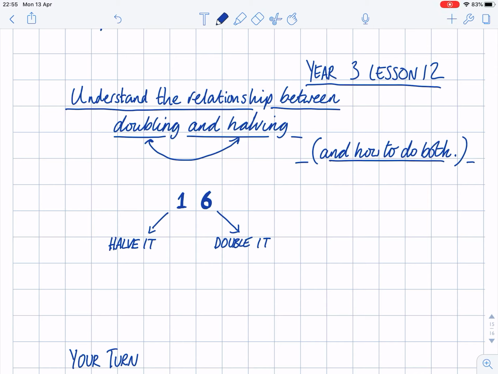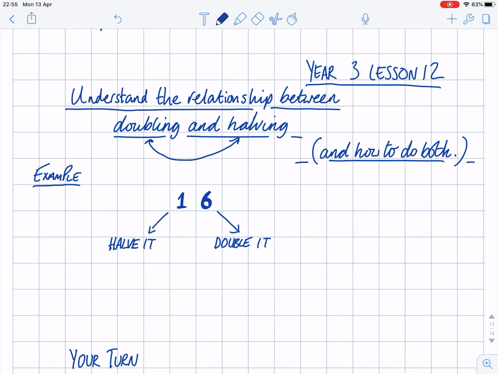So, our example here, I've got the number 16. So it's quite a simple number, okay? Which I would like to think you could all halve and double. I'm going to go through a method now, okay? And it's going to hold you in good stead when you have to halve and double more complicated numbers. So we've got to partition it again.